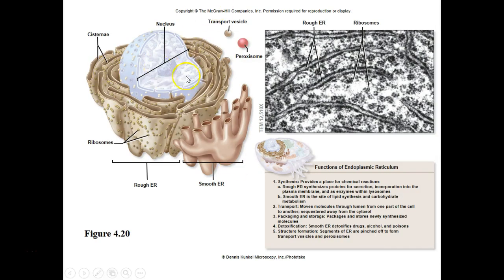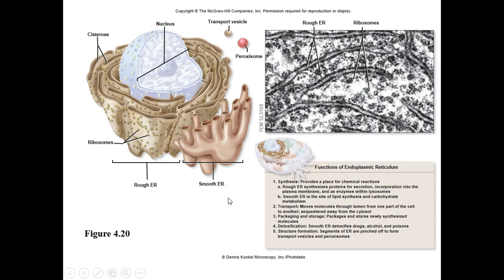So here is your nucleus, and here surrounding the nucleus is the rough endoplasmic reticulum. Then coming off the rough endoplasmic reticulum, we have smooth endoplasmic reticulum. And then we'll have the Golgi coming out here as well.